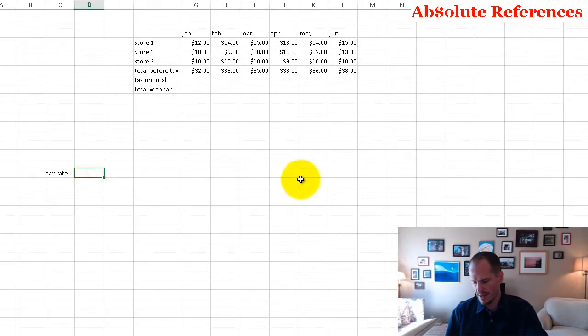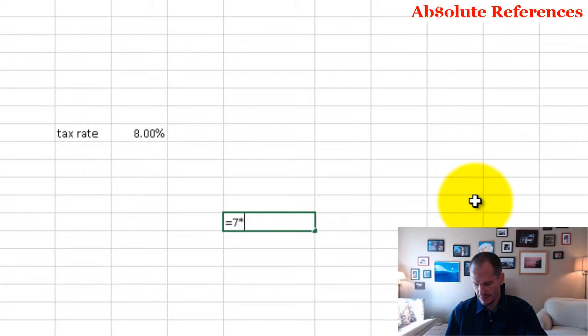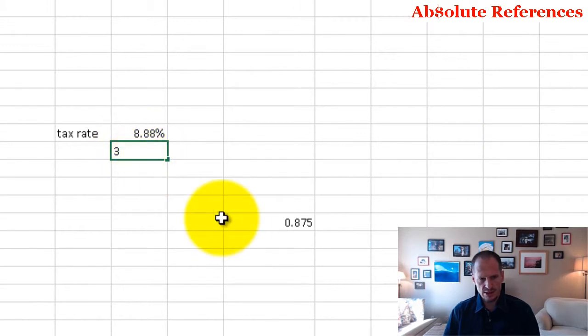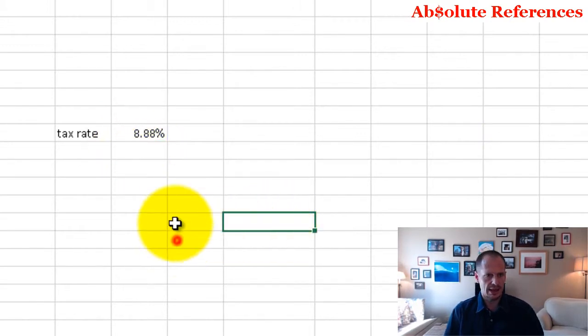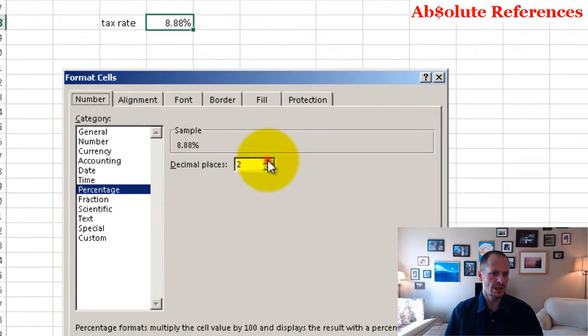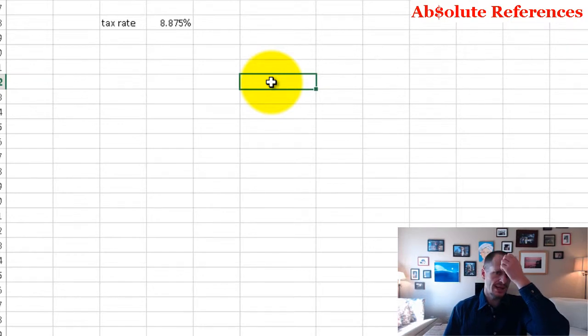And now I could enter, like, I don't know, what is it in Fresno? 8.9875. It's like, what is 7 times 0.125? Okay, it's 8.875, maybe, I don't know. And you'll notice there, it entered that as 8.88. Okay, well, let me right-click this cell again, Format Cells, and make it 3 decimal places, and now 8.875. Beautiful, that's the tax rate.